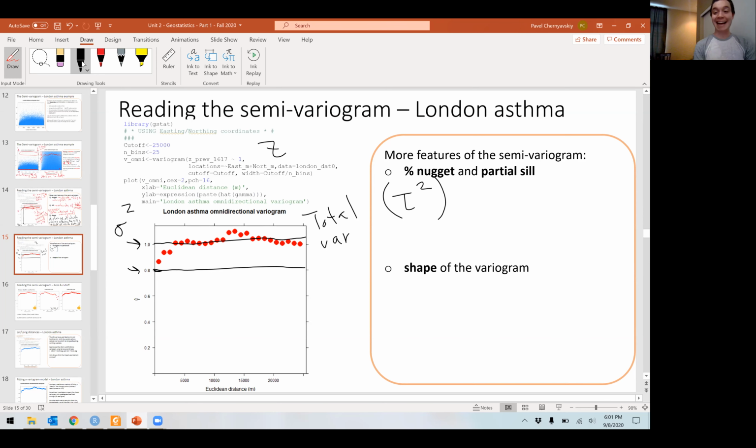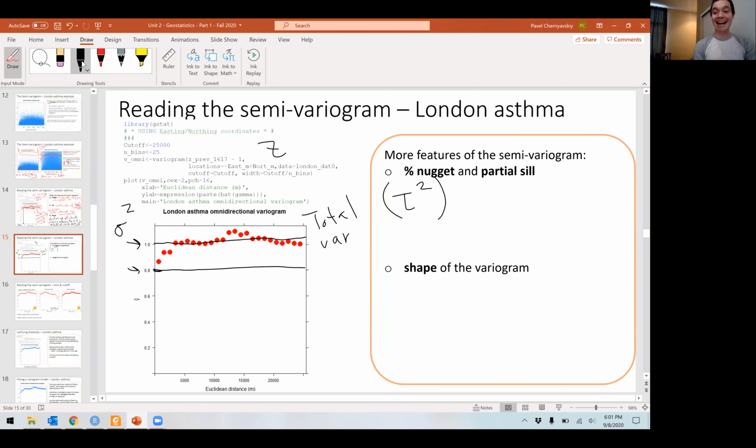It's due to something other than the distance between observations. It's due to something other than dissimilarity in space. Demographics, the home environment, all of those will comprise that 80%. So percent nugget is basically here, right? It's tau squared over sigma squared times 100% is percent nugget.